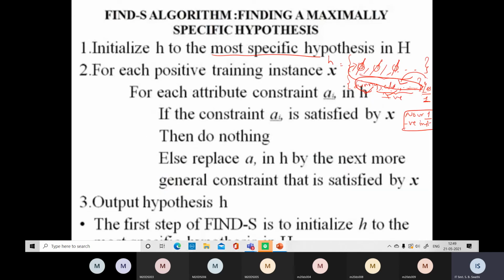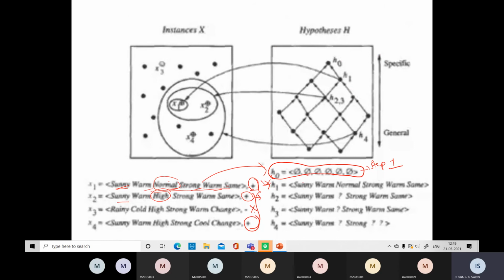H1 is modified as H2, and the attributes are checked. Sunny and sunny both are the same, so sunny is written as it is in H2, no change. Previously in H1 it is warm, in X2 it is also warm. You can check X1 and X2, or you can check H1 and X2 also. Warm and warm, no change. So this is also kept as it is.